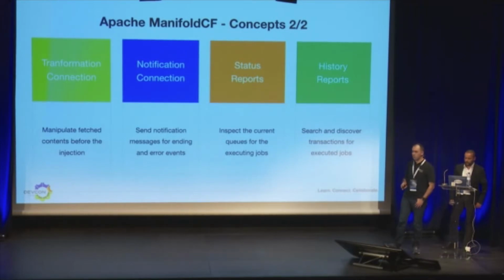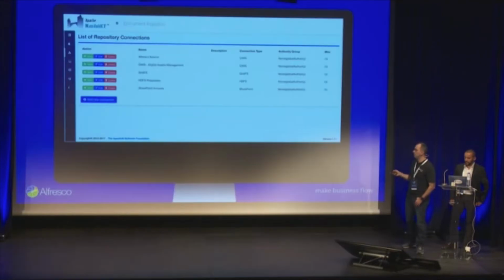And we also can use the status reports to check the current contents that we are processing during the crawling, but we also have a history report, so we can take a look at all the past processes. So we can create some reports, making some queries against the database of Manifold, and the UI is ready to show all these things. So you only need to use it.